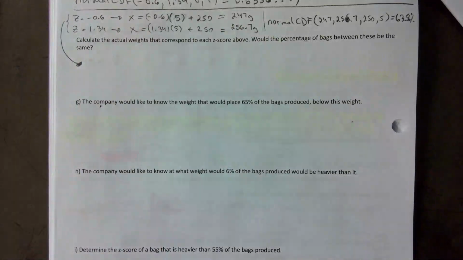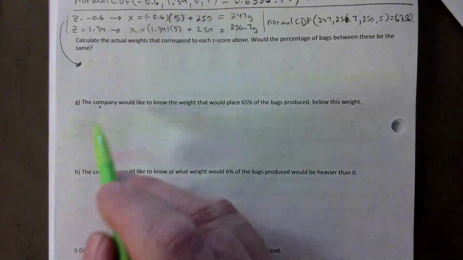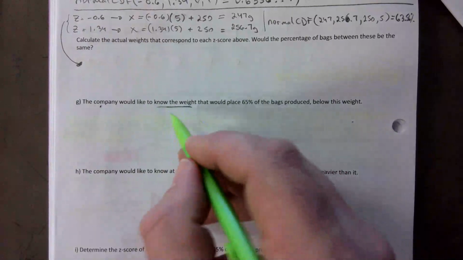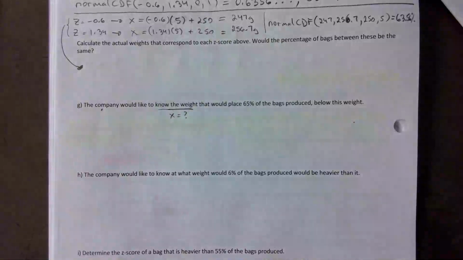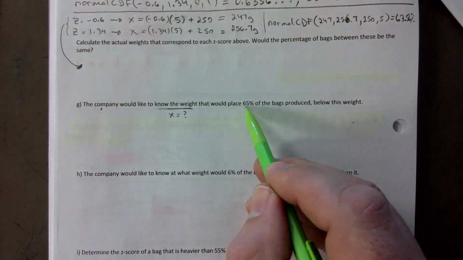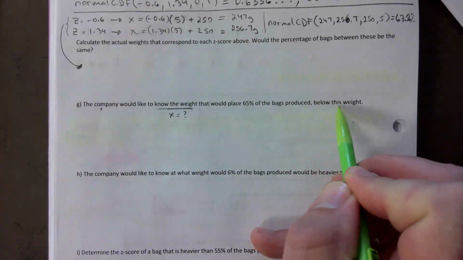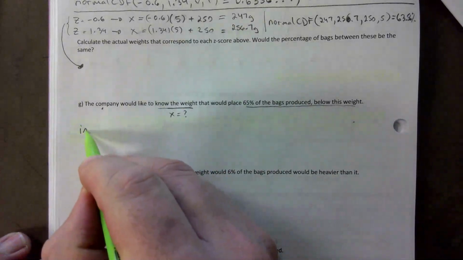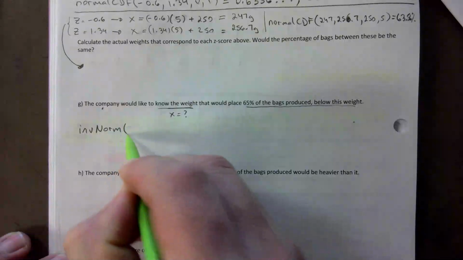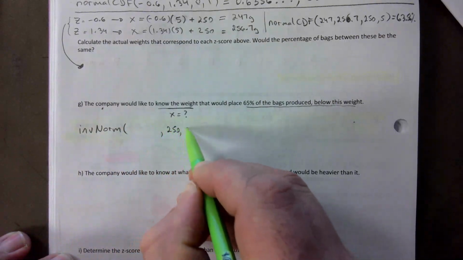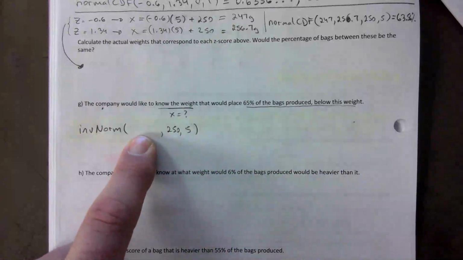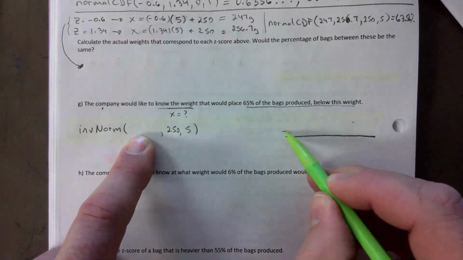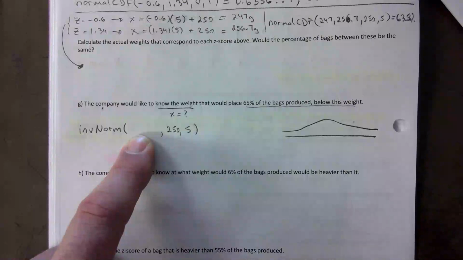I want to get to inverse norm. Here we go. G is starting with inverse norm. The company would like to know the weight. Okay? So it's asking, what is the weight that would place 65% of bags produced below this weight? I can tell you already it's going to be inverse norm. I can tell you already that there's going to be 250 and there's going to be 5. We just have to figure out as a decimal the percentage to the left of the curve. Draw your curve, please, on these ones. It'll make your life so much easier.